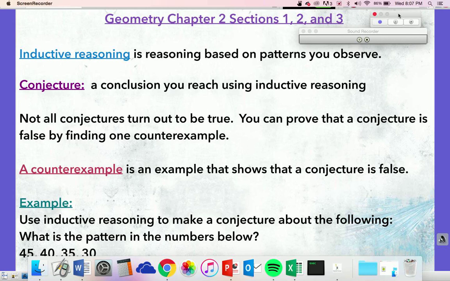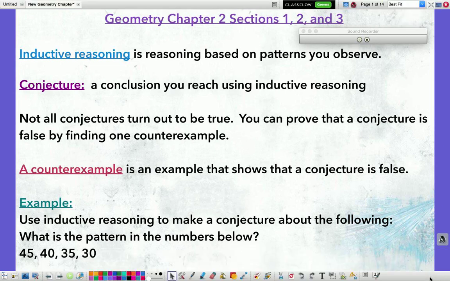So, Chapter 2, I've combined sections 1, 2, and 3 because it all deals with the same information, and that is talking about inductive reasoning. And we're going to do a lot of writing in this section, but you'll be fine. Anyways, so inductive reasoning is reasoning based on patterns you observe.